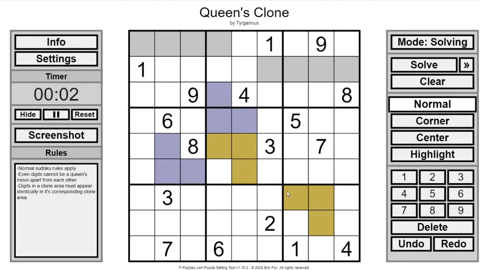Today we're going to be looking at Queen's Clone. Normal Sudoku rules apply and even digits cannot be a queen's move apart from each other. So basically, king's move affects one diagonal, but queen's move will affect the entire diagonal on all sides. So for instance, these sixes roll out all of those spaces. So it's a pretty interesting rule.